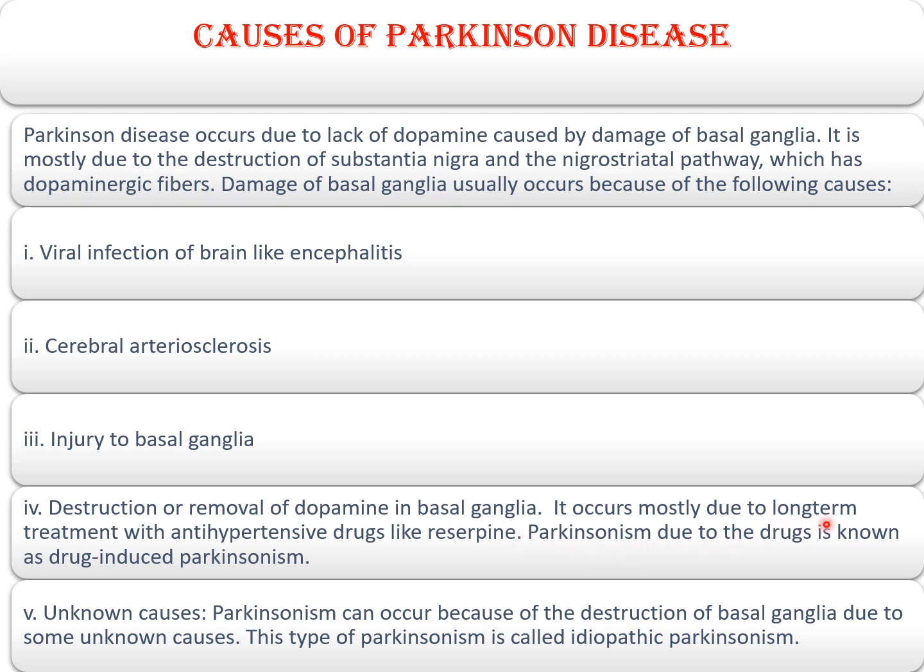It occurs mostly due to long-term treatment with antihypertensive drugs like reserpine. Parkinsonism due to drugs is known as drug-induced Parkinsonism. Then there are unknown causes, where destruction of the basal ganglia occurs due to some unknown cause, and this type of Parkinsonism is known as idiopathic Parkinsonism.